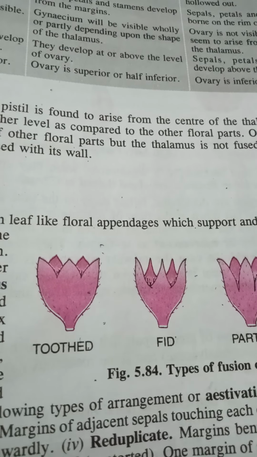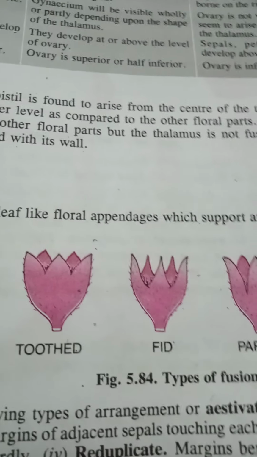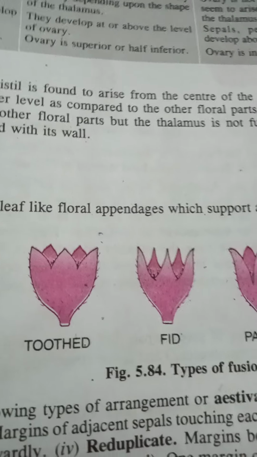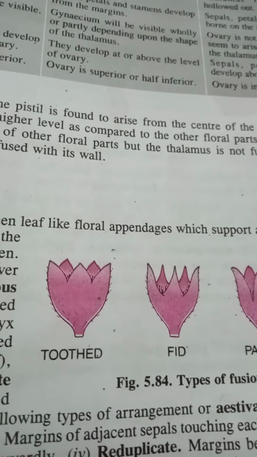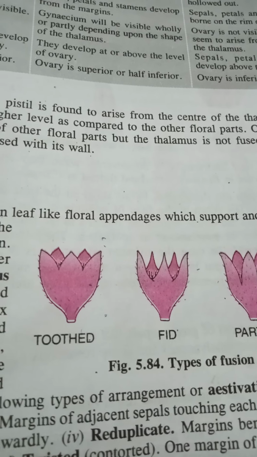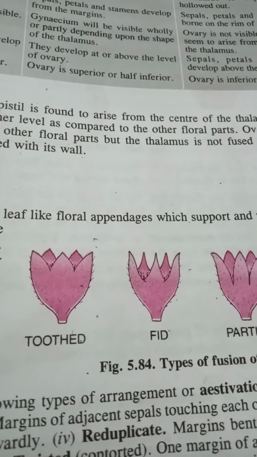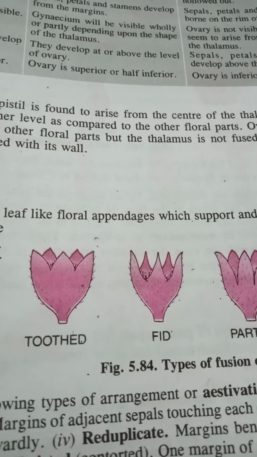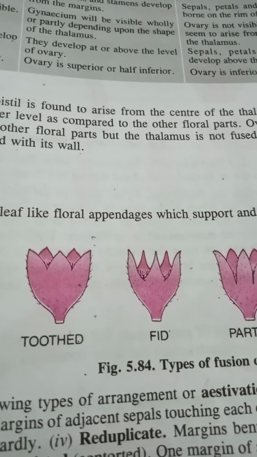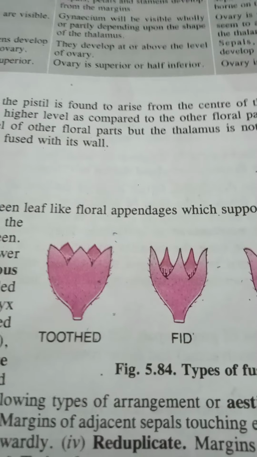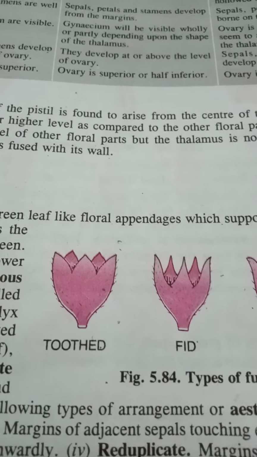Quincuncial, where both margins of two sepals are overlapped and two are free. That means one is completely inside, one is completely outside. And imbricate, which is irregular overlapping of the margins. So based on that arrangement, there are different types of aestivations as found in the case of the calyx. Now again the gamosepalous calyx may be of different types.